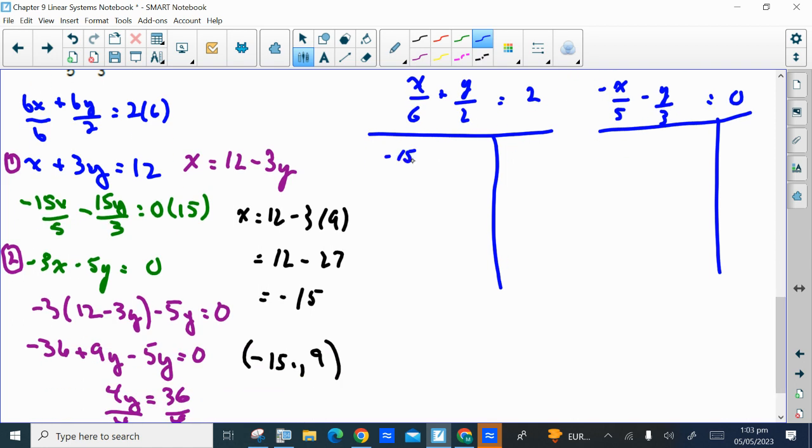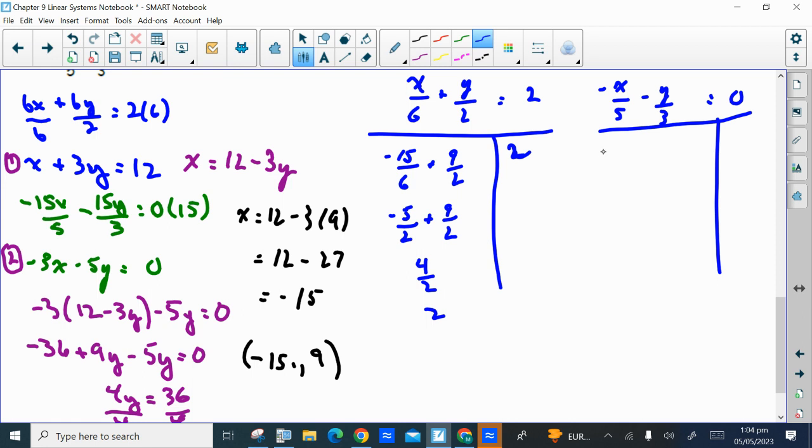So x is negative 15 over 6 plus y, which is 9 over 2. Negative 15 over 6 can be reduced by dividing top and bottom by 3. You'll get negative 5 over 2 plus 9 over 2. Those two have a common denominator, so you can put them together. Negative 5 plus 9 is 4 over 2, which is 2, so it checks. Both sides equal 2 when x is negative 15 and y is 9.